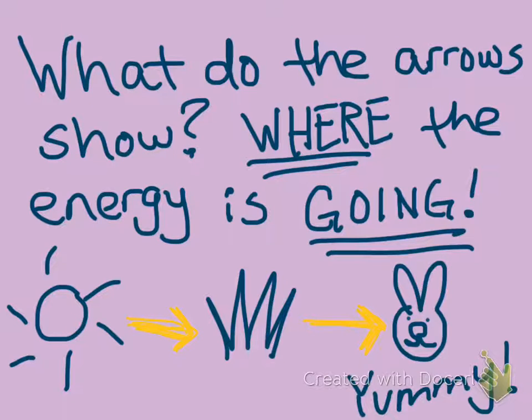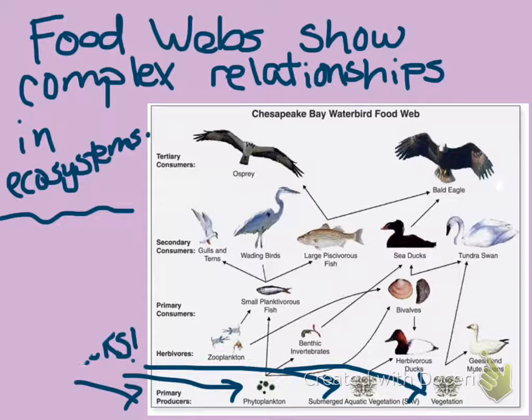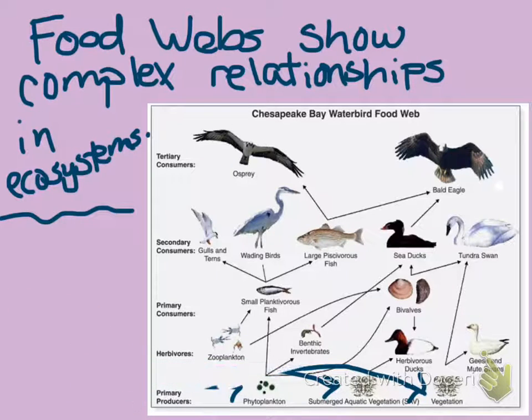No? Okay. I think we're just drawing the bunny. Okay, so food webs show complex relationships in ecosystems. So this is a very complicated food web. Do you have to write that? No, you don't have to write this. We are going to talk about some of these relationships, though. So I'm erasing this. Always start with the producers because it's just taking up too much of the picture.